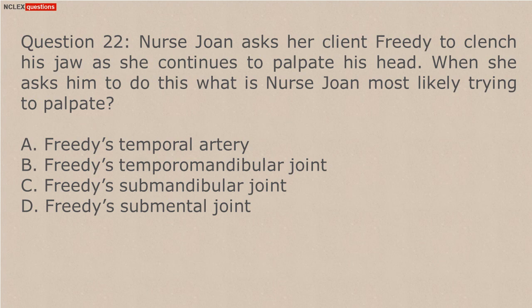Question 22. Nurse Joan asks her client Freddy to clench his jaw as she continues to palpate his head. When she asks him to do this, what is Nurse Joan most likely trying to palpate? A. Freddy's temporal artery. B. Freddy's temporomandibular joint. C. Freddy's submandibular joint. D. Freddy's submental joint.